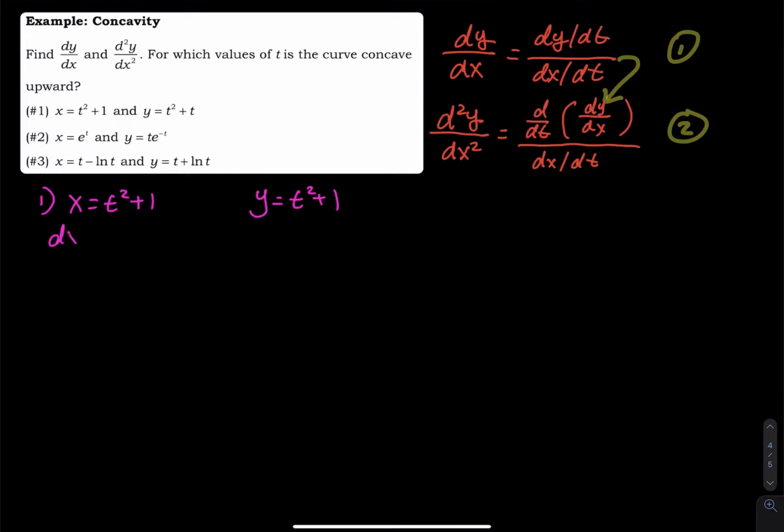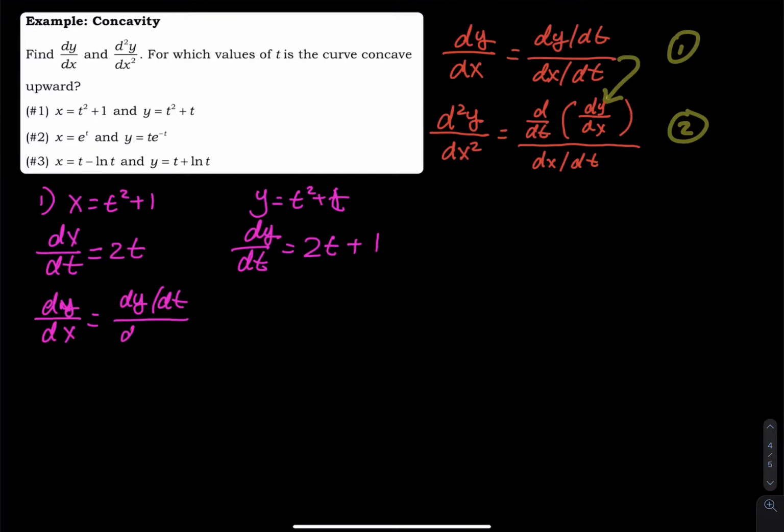So dx/dt is equal to 2t, right? Simple. dy/dt is equal to, I wrote 1 again, so this is 2t plus 1. And then we find the first derivative. So dy/dx is equal to dy/dt divided by dx/dt. It's not a fraction of dx over dt, it's the derivative of x with respect to t. With respect to means we treat t as a variable. So that is equal to (2t plus 1) divided by 2t.